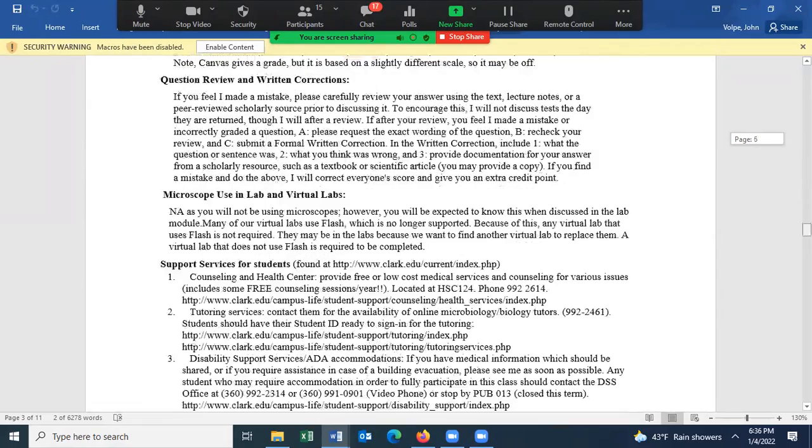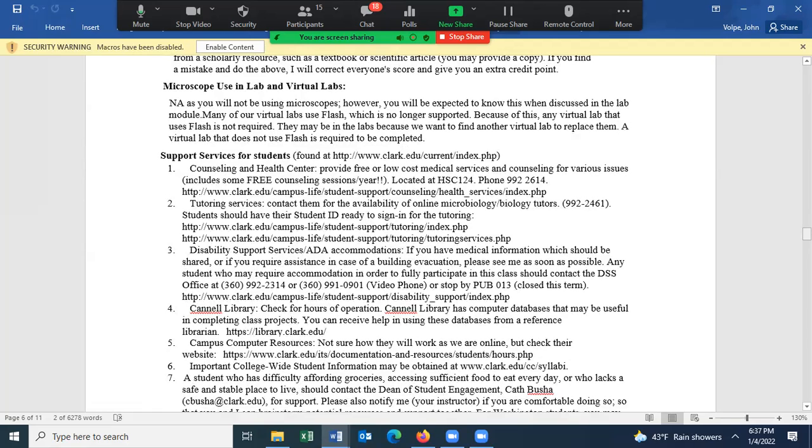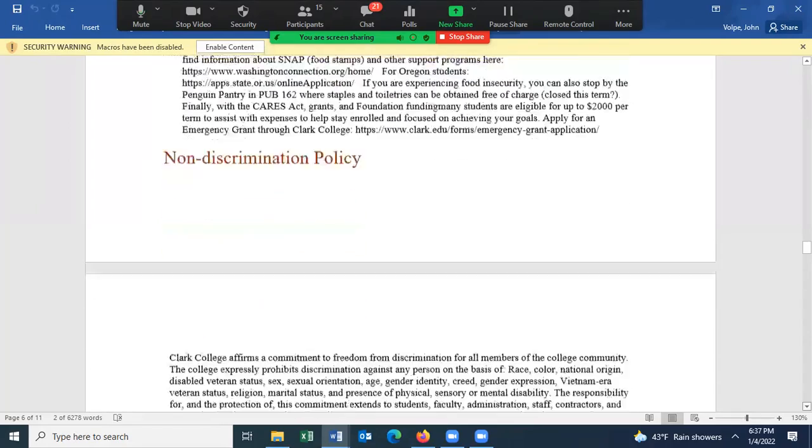I'm not going to talk about the grading because I already talked about that. You do need to use a microscope even in the virtual lab. So you will need to know how to use a virtual microscope, but we will not be handling real microscopes. You don't have to worry about being exposed to microorganisms and becoming sick.